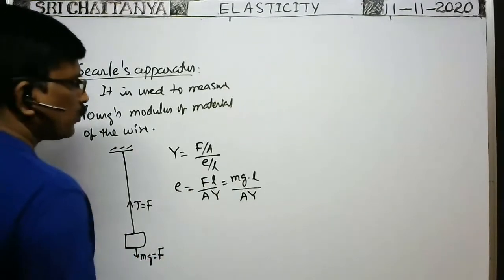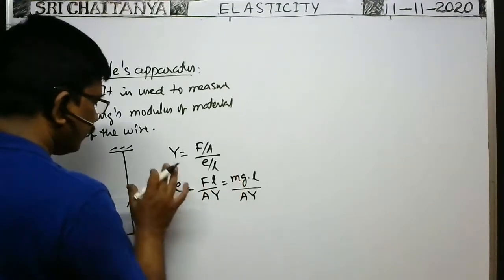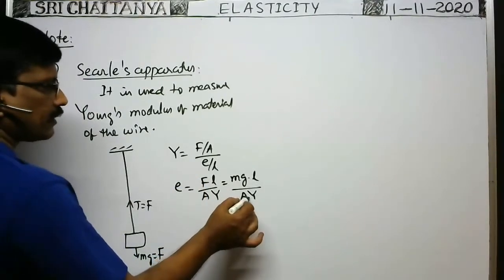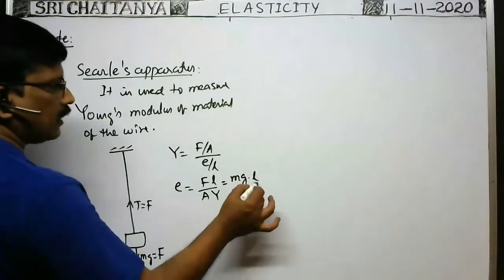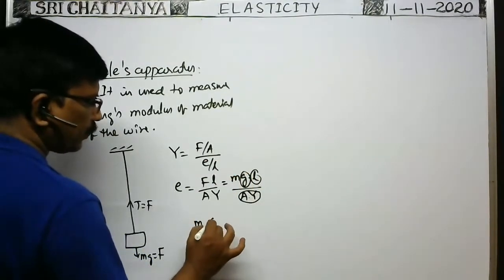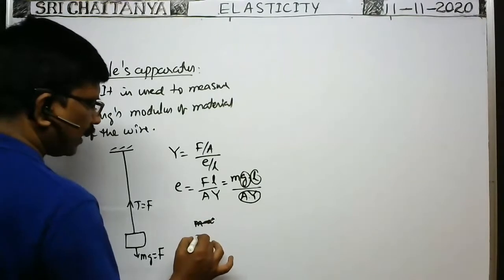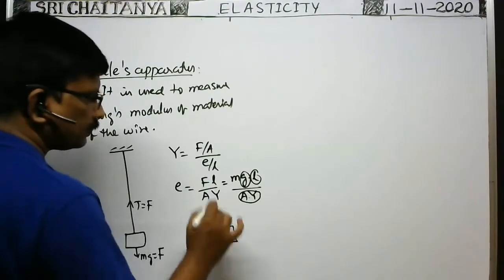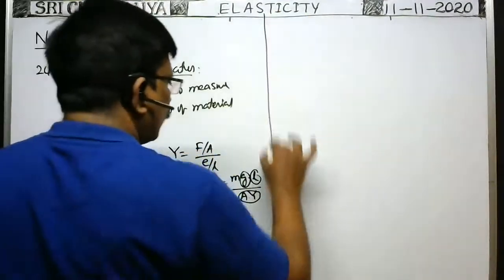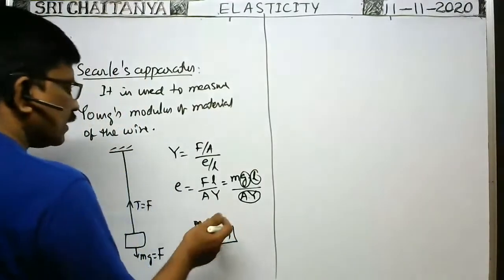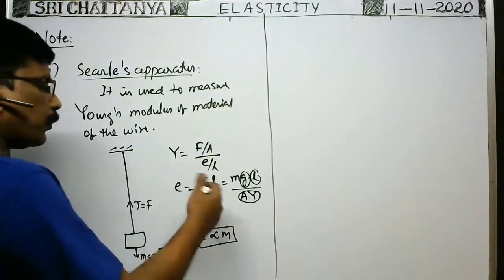Now here, from this formula, for the given arrangement, within the elastic limit, the area of cross section does not change. So this is constant, this is constant, this is constant. So the elongation of the wire is directly proportional to the load suspended. This is the relation.